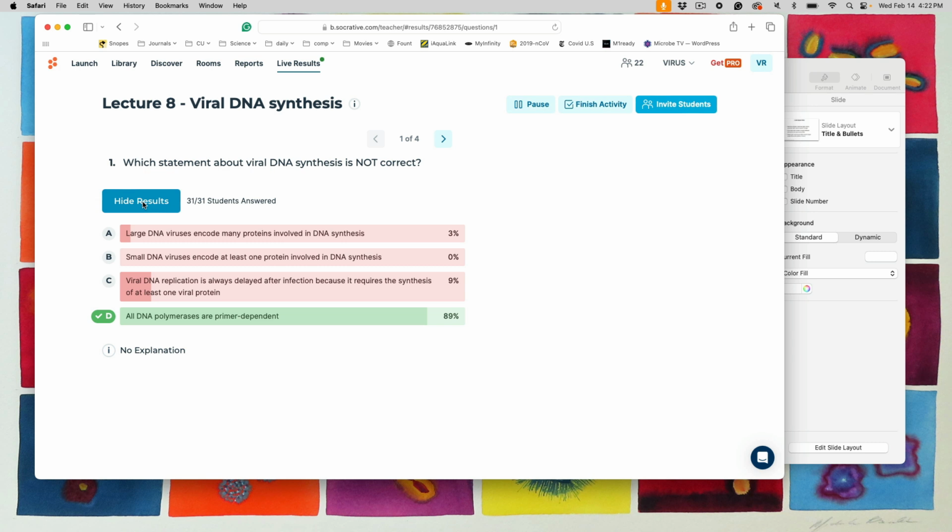And viral DNA replication is always delayed. I guess the word "always" made you say that was wrong, right? And I tell you to be careful of "always." Yeah. I mean, I'll take "always" out, because it's delayed. It would be correct. Maybe that would get rid of that 9%, right? I've been teaching this for 15 years, and I discover stuff every year.